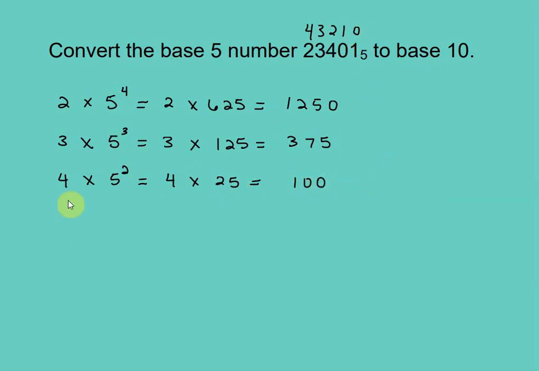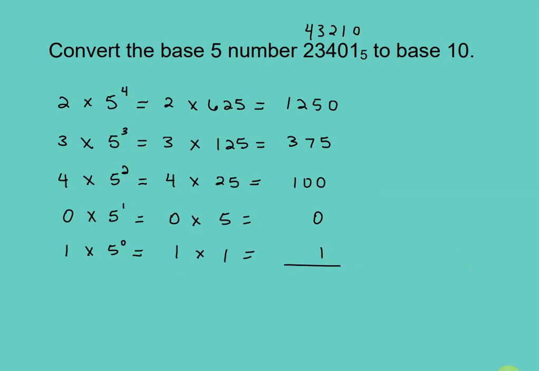All right, the next number is a 0. 0 times 5 to the 1 power. So that would be the same thing as 0 times 5. And anything times 0 is 0. And then our last digit is a 1, and we multiply it times 5 to the 0 power. And anything raised to the 0 power is 1, so that's 1 times 1, which is 1.